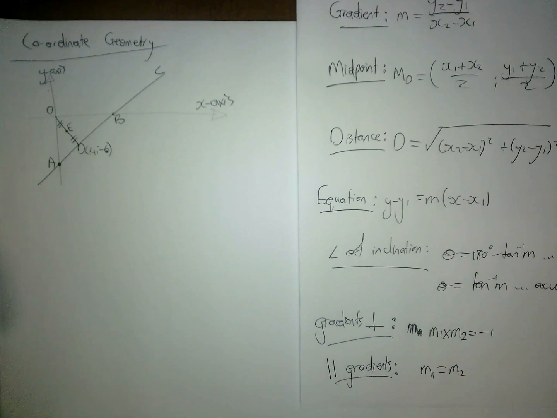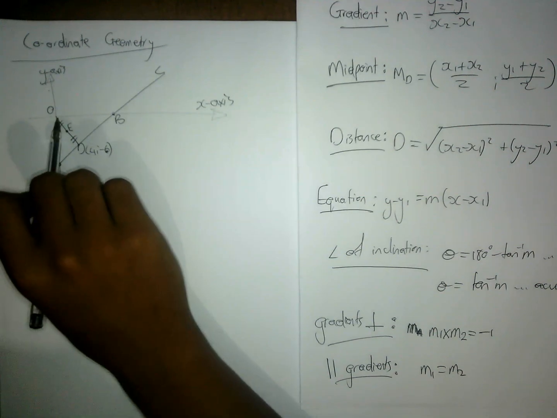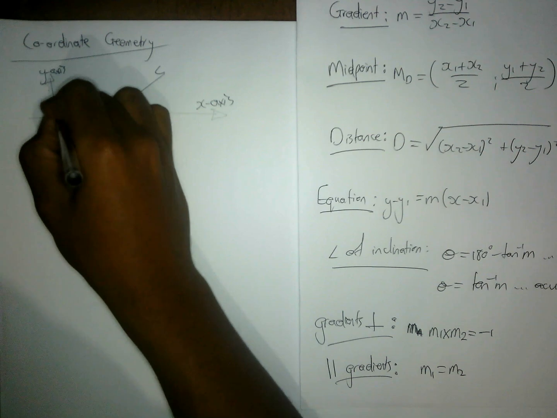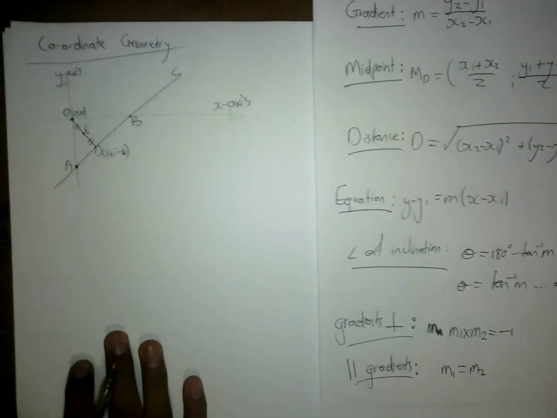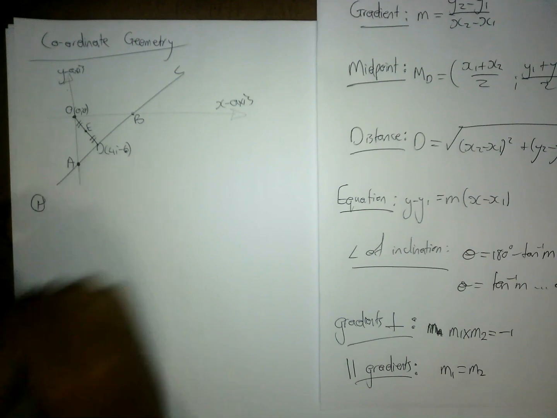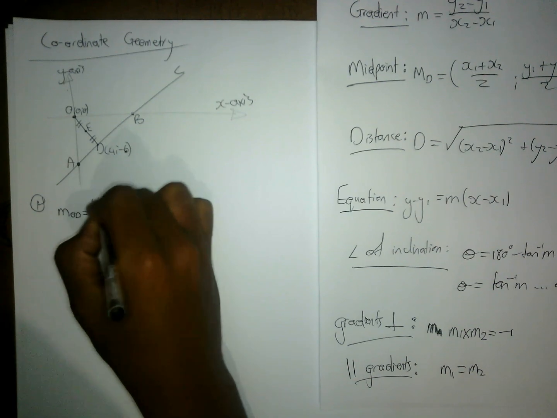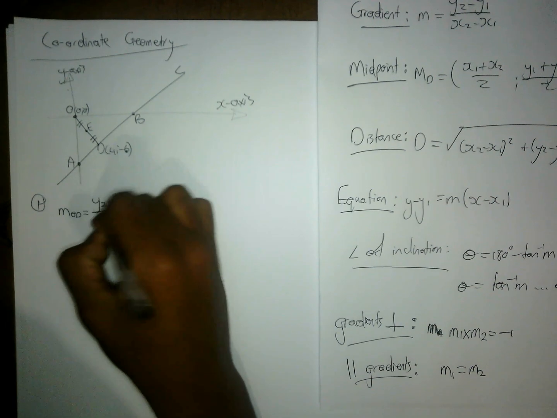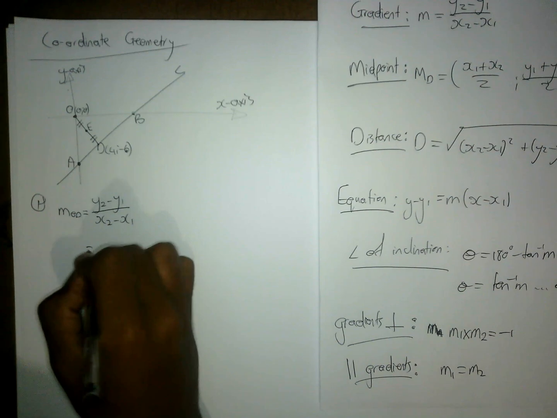So the first question is saying calculate the gradient of line OD. So O is at the origin, and at the origin the coordinates are 0 and 0. So we say gradient of OD equals difference of y over difference of x. Like that. You know what we do is we substitute.